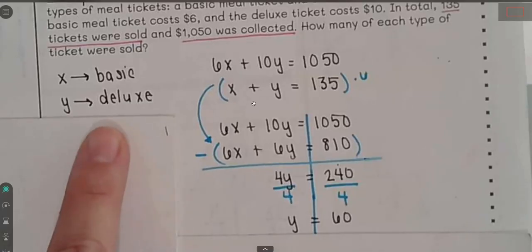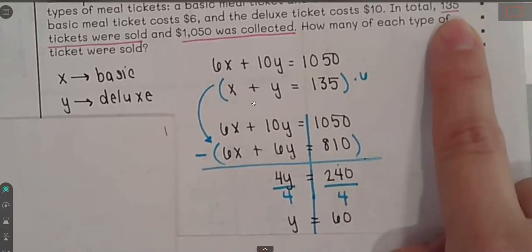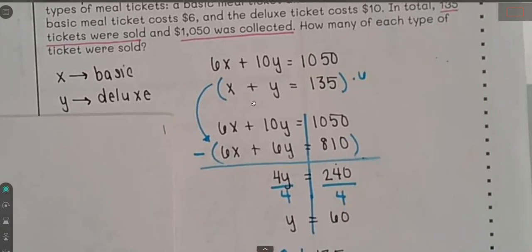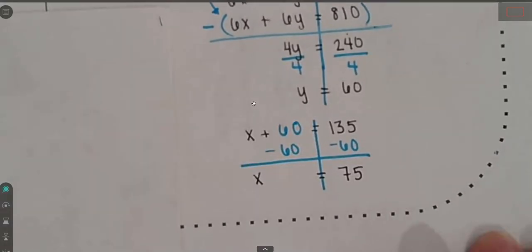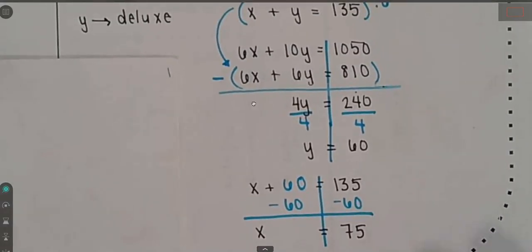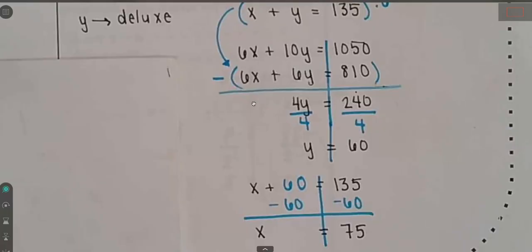So, if we sold 60 deluxe tickets, and we had a total of 135 tickets, you can plug that back in, and you get 75 basic tickets. Am I moving through the notes too fast? Or is this pace okay? 810. 6 times 135. Yeah, I distributed the 6 to get the same coefficient.